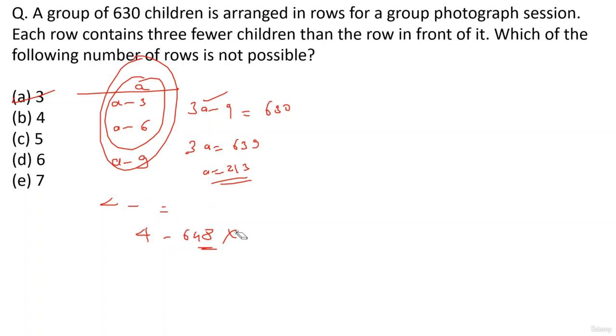Right, guys? Okay, what if you had 5 rows? Okay, if you had 5 rows, in that case, below this a minus 12 will come. Okay, if you add these values, it comes out to be 5a minus 30.